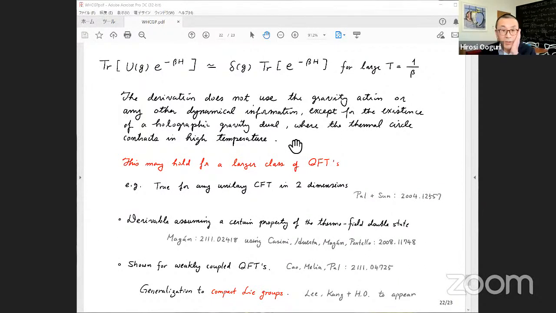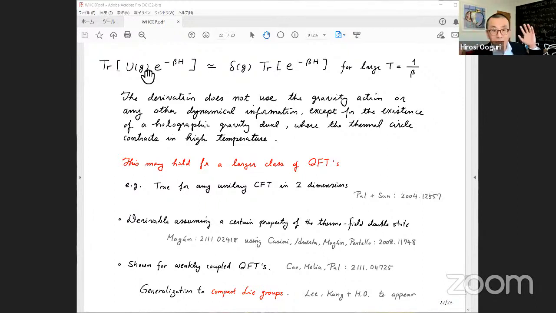And in fact, there has been some following work. Actually this work preceded what we did, predated what we did. We learned it after the fact that Sudip Pal and Sun showed a year before that this property holds for any unitary conformal field theory in two dimensions. And in two dimensions, you can use modular invariance to show this. So the idea is the following. Suppose you consider this kind of two-dimensional partition function, where you twist by G in the time direction.